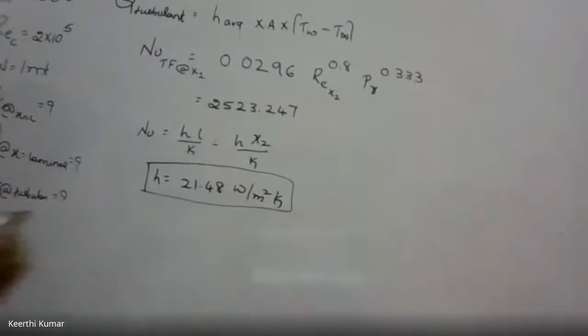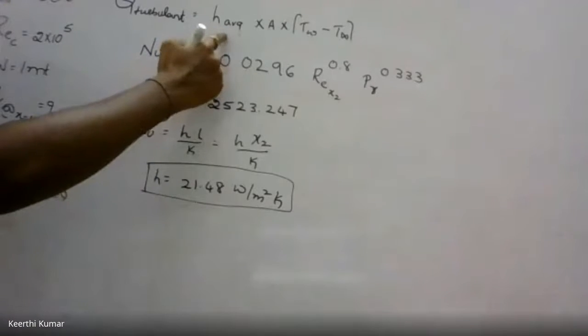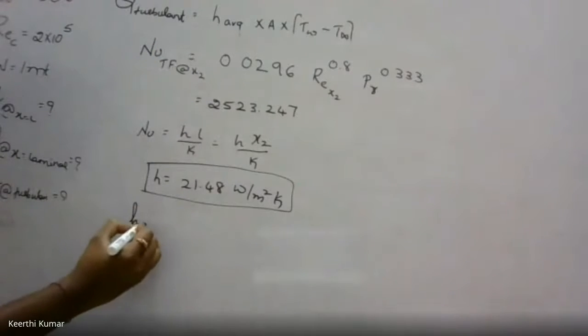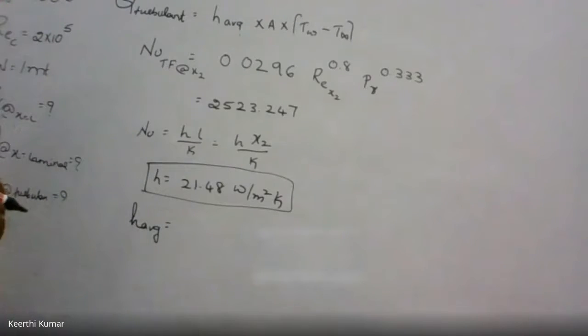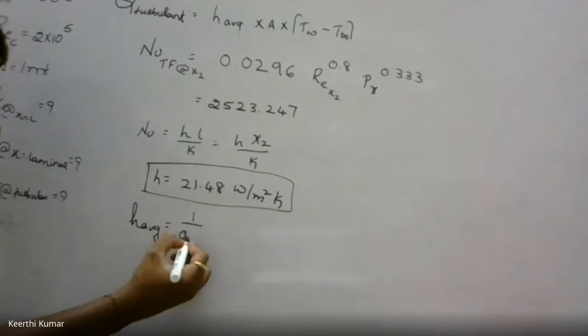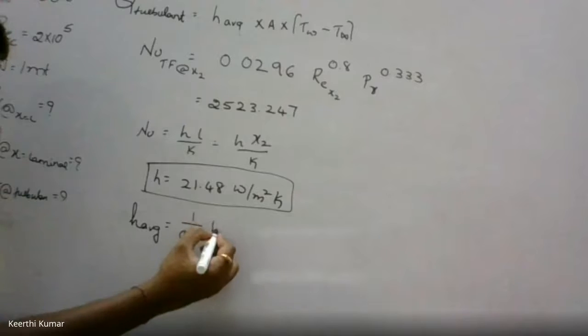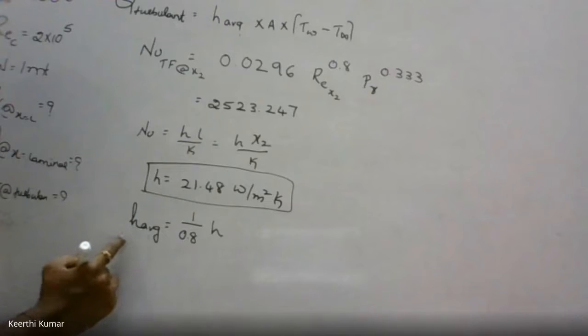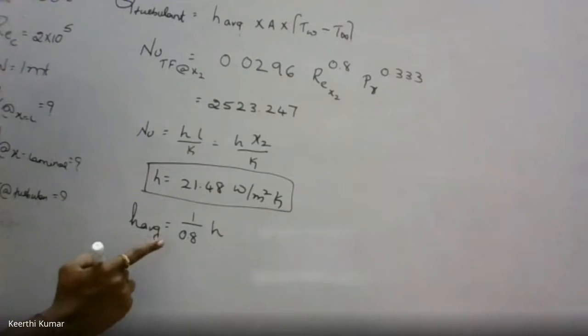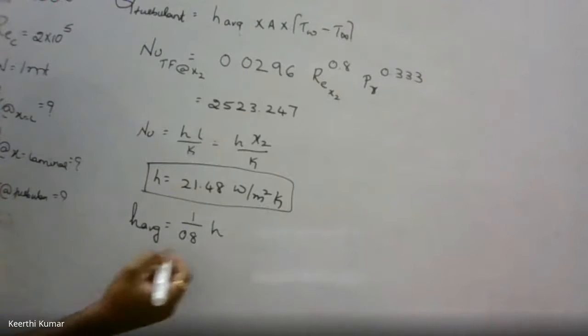Here we are supposed to put h average, not h, for turbulent flow. For laminar flow, what is the formula for h average? It is 2 into h. But here the formula is 1 by 0.8 into h. That is the formula for h average. I'll show you where you get this. h average is equal to 1 by 0.8 into h.